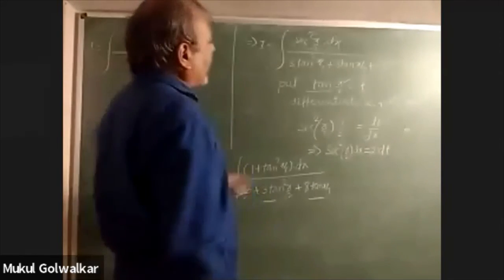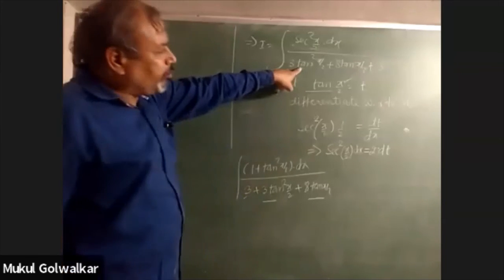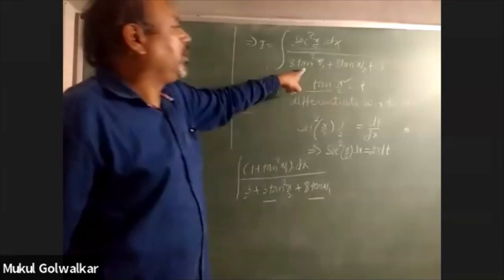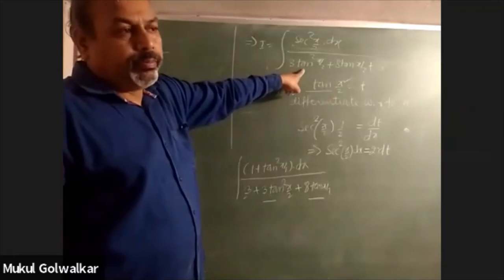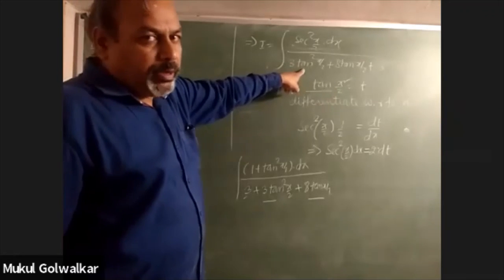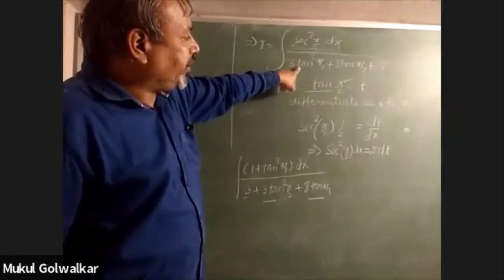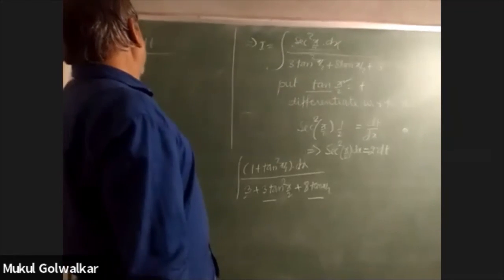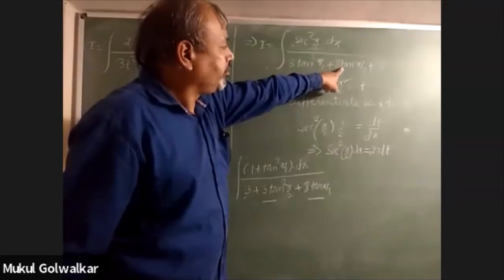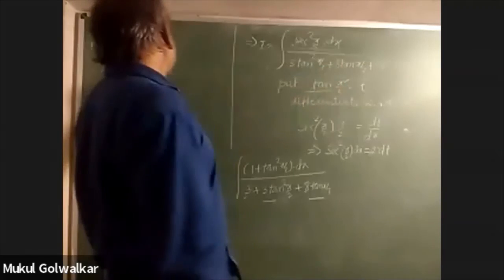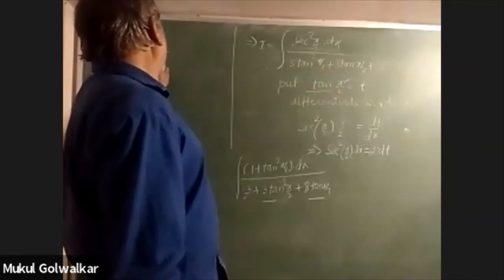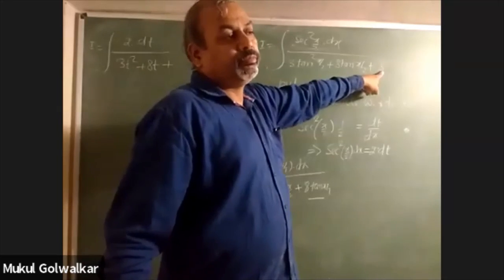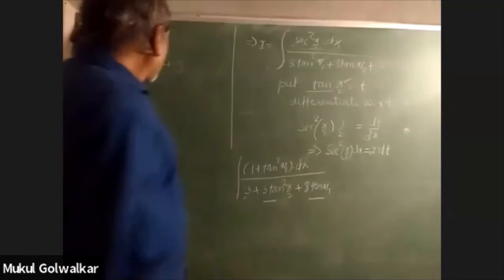Divided by, what shall I be writing for this term, following the substitution? Please look at the term and answer. 3t square. Okay, so you write 3t square. For the next term, 8t. I wrote 8t. For the next term, plus 3. Look at the question.